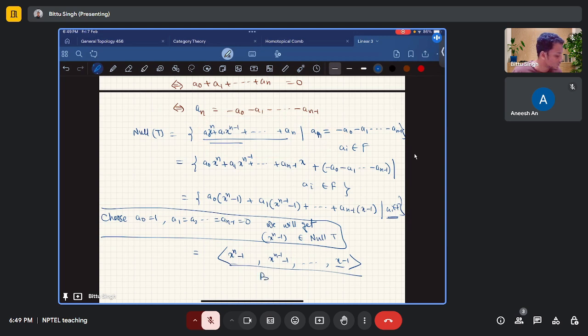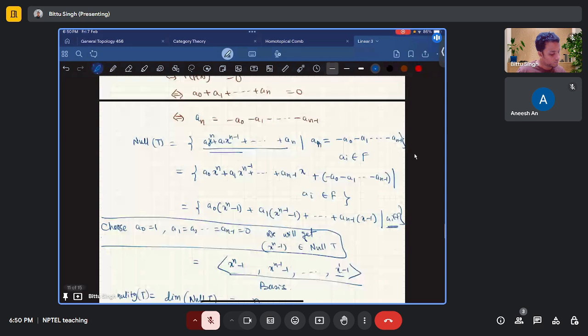So this is a basis, and moreover, from here it is clear that the nullity, the dimension of the null space, is the same as the number of elements in the basis. Here degree 1, degree 2, degree n minus 1, degree n. So the corresponding degrees will give n elements. So the dimension of the null space is n, and this is actually called the nullity.